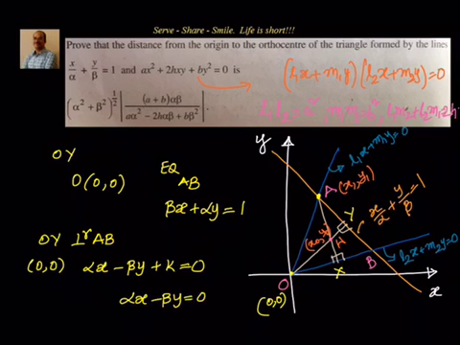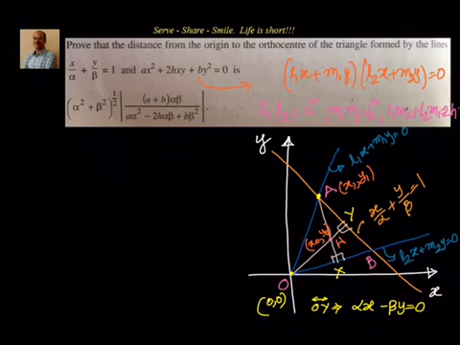But since it passes through (0, 0), the equation of Oy will be alpha x minus beta y equal to 0. So let's write down here, the Oy equation is alpha x minus beta y equal to 0. Now let's go ahead and find the equation of the other altitude, that is Ax. Remember, to find Ax, first I have to find the point A, then only I can go for Ax.